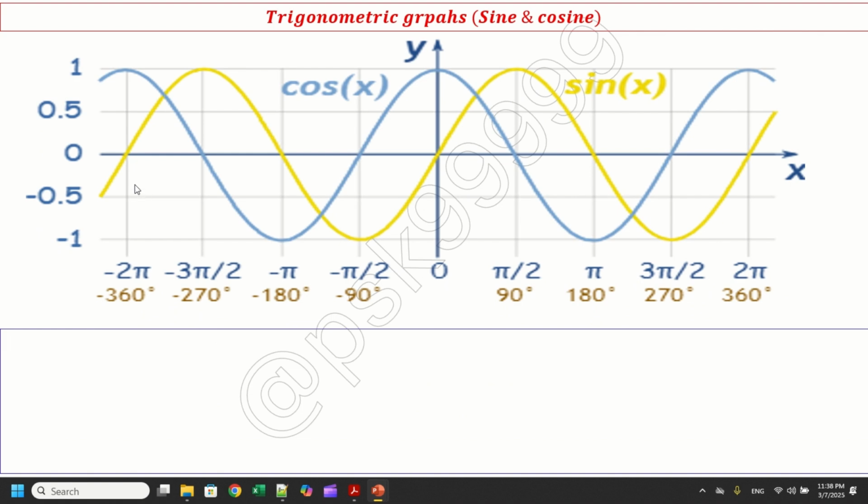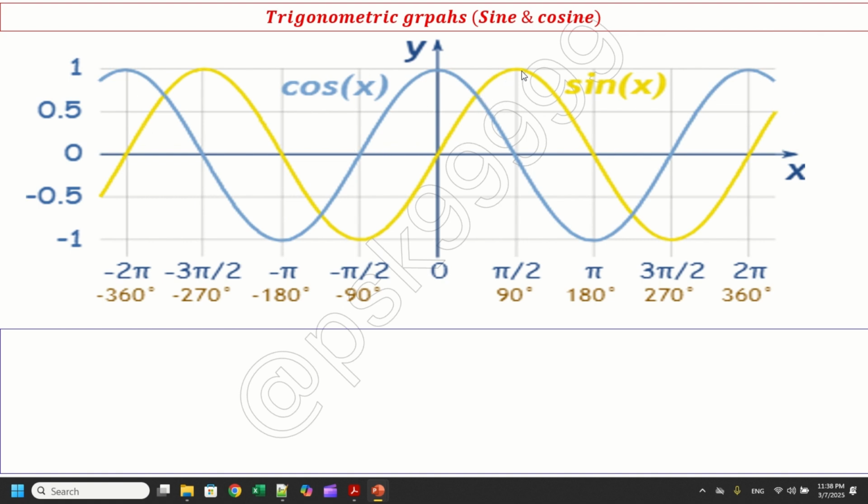Okay, now another graph is if I put the sine graph and cos graph one by one, I mean overlap on each other. This is how it looks. The yellow one is the sine graph, the blue one is the cos graph. So they look like this.